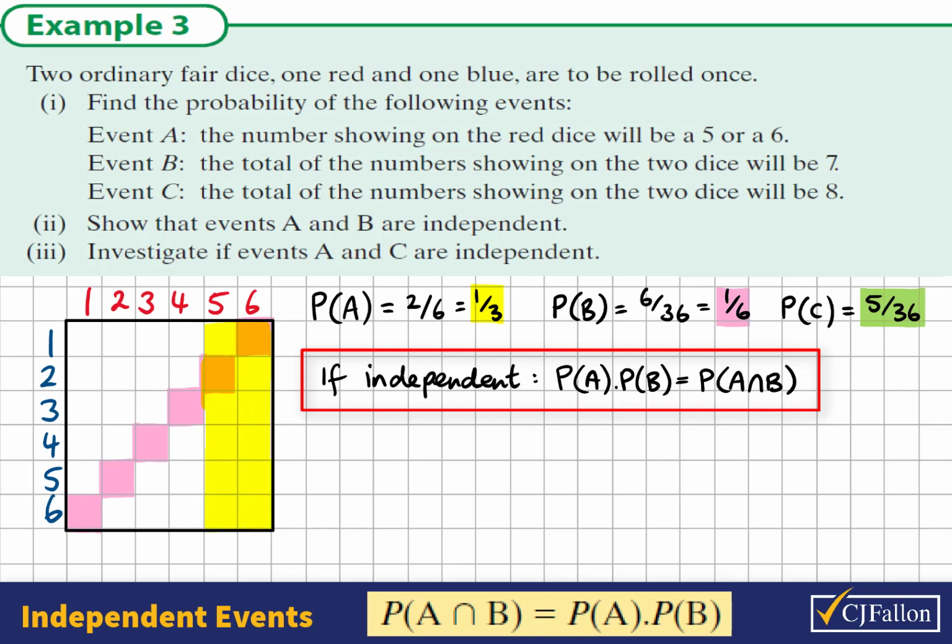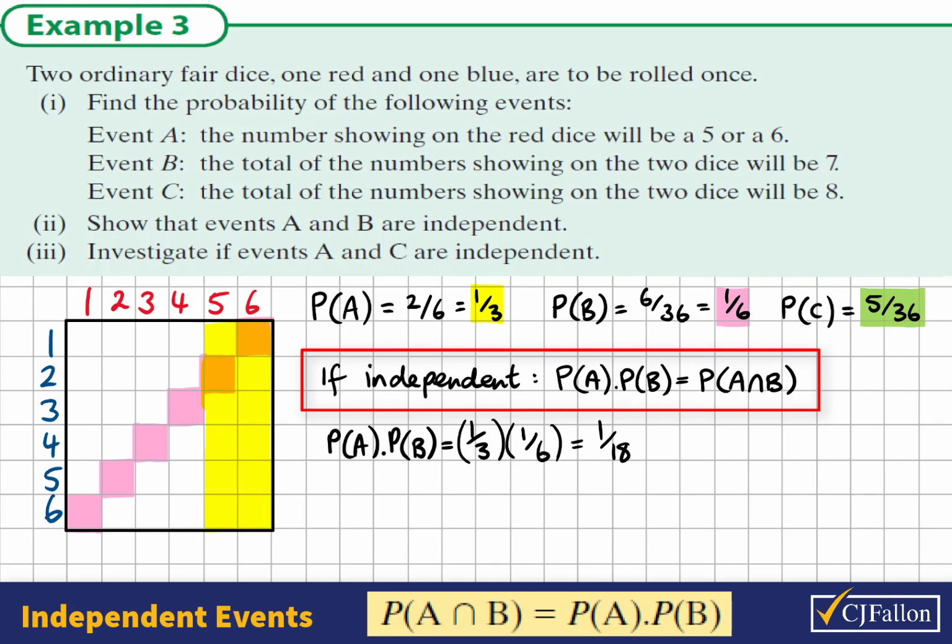So we want to think about both probabilities together. I've shown them in the picture here. Firstly, the probability of A is 1/3 and the probability of B is 1/6, and 1/3 multiplied by 1/6 will give us 1/18.